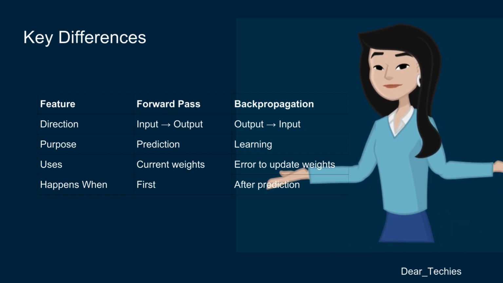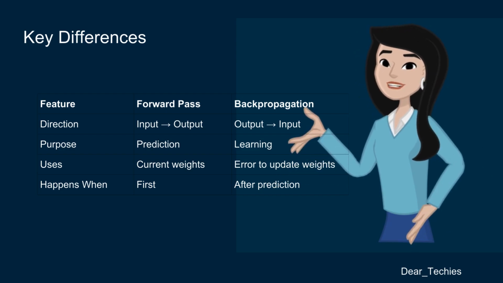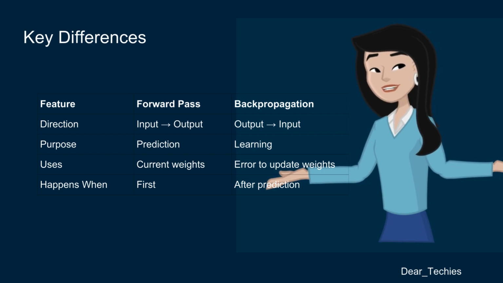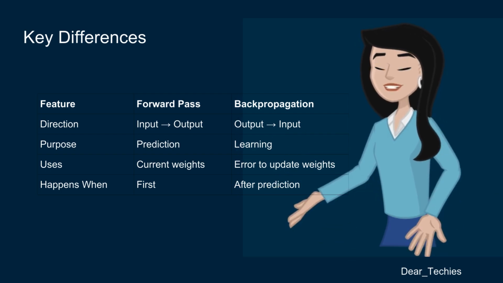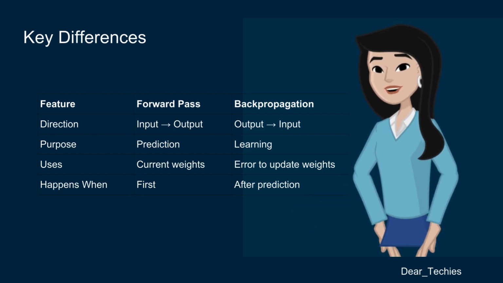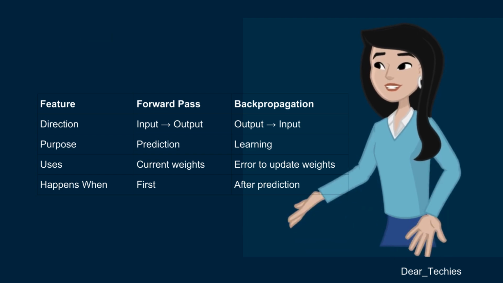Next, focus on the purpose. The forward pass is only for predicting using the weights the model currently has. It doesn't learn anything at this stage. Backpropagation, on the other hand, is the learning step. It uses the error to update the weights so the model improves for the next prediction.